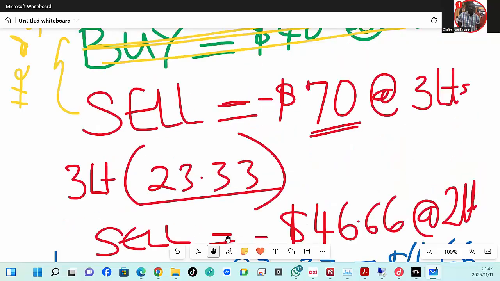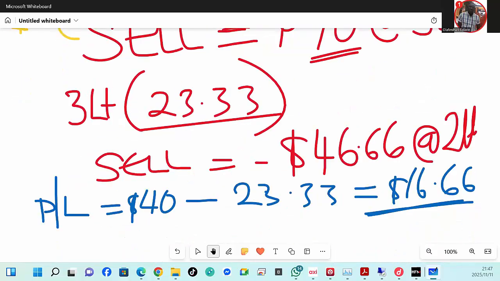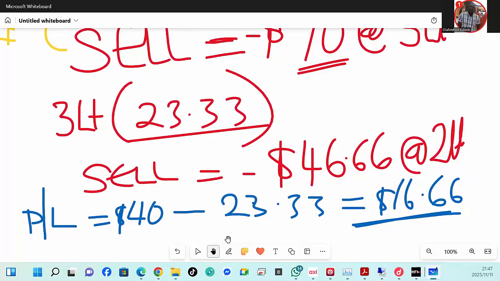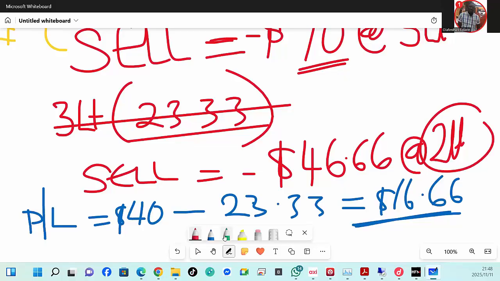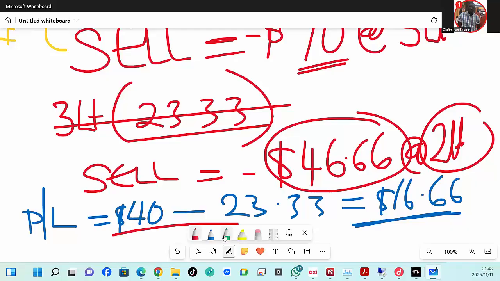And remember, we don't have buy anymore. Our sell has moved from minus 70 at 3 lot size because we closed 1 lot size, and our lot size will become 2. Our negative will move from minus 70 to minus 46.66. That is trimming. We have trimmed the account. But you must not trim at loss. And we didn't trim at loss because 40 minus 23, we still have $16.66 as our profit.